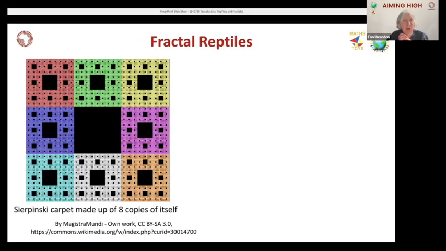So this is a carpet. It's what it's called, a carpet. And it's made of 8 copies of itself. So they're all in different colors. But then in that, there's 8 smaller ones within each one. And so it goes on and on. It could go on forever in your imagination anyway.